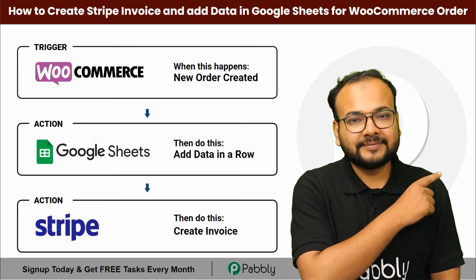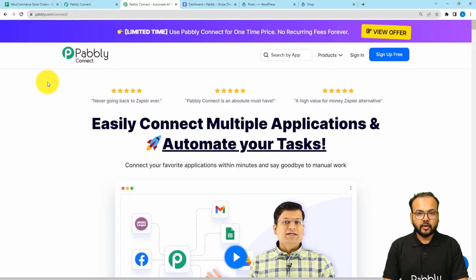Let's get started. To set up the workflow of our automation, we are using Pabbly Connect, which is an integration and automation tool. To reach this page, you can use the link I have pasted in the description. From here, you will be signing up for free and you will get free automation tasks every month to test and set up your automations. So guys, sign up right now from the given link.